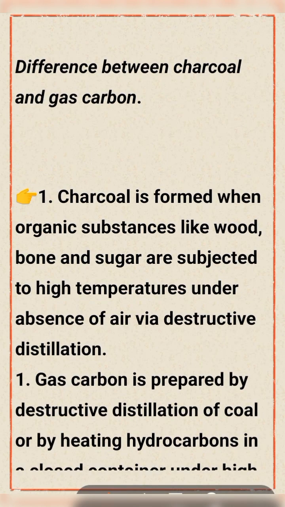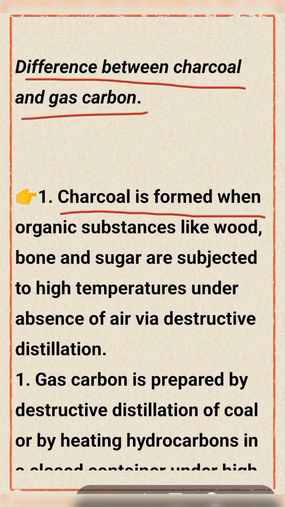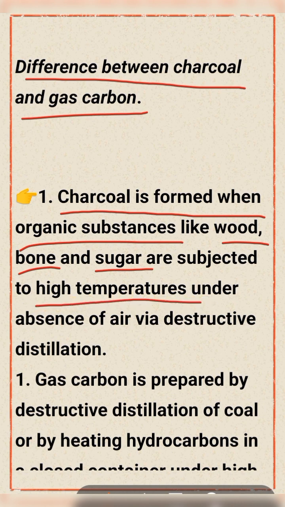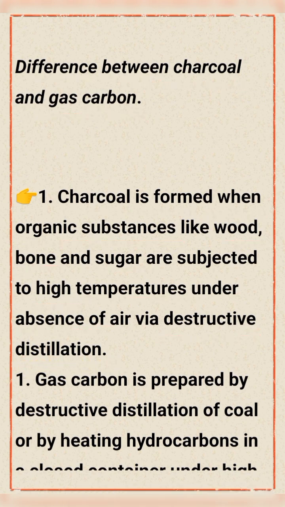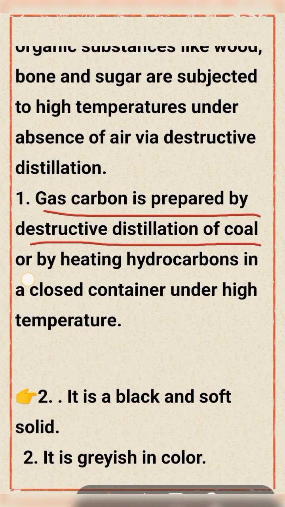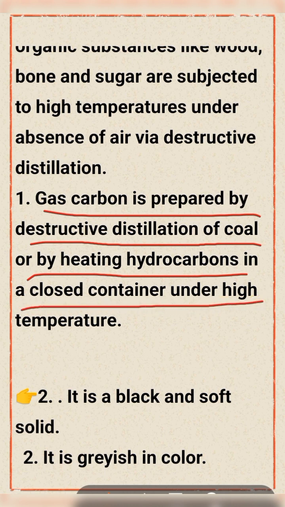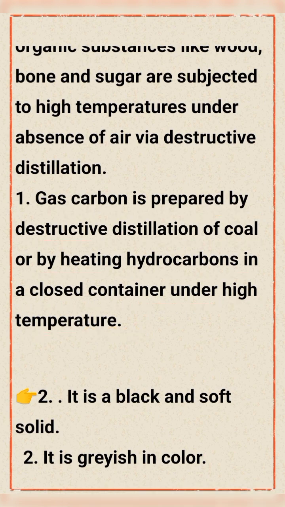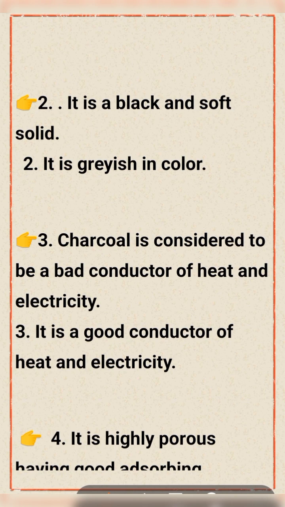My dear viewers, now difference between charcoal and gas carbon. First point, charcoal is formed when organic substances like wood, bone and sugar are subjected to high temperatures in the absence of air via destructive distillation. But gas carbon is prepared by destructive distillation of coal or by heating hydrocarbons in a closed container under high temperature. Okay, second point, charcoal.